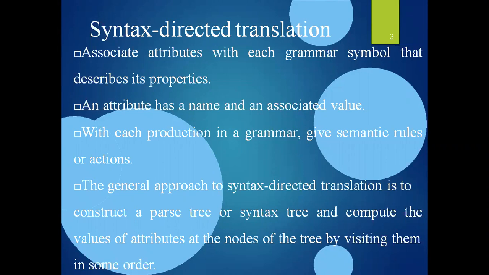Construct a parse tree or syntax tree and compute the values of attributes at the nodes of the tree by visiting them in some order. In which order are we visiting, what is the need to visit the nodes, and how do we compute the values for the nodes? For such questions, we have answers in further slides.